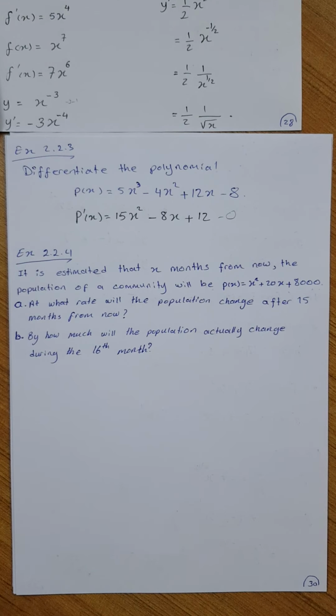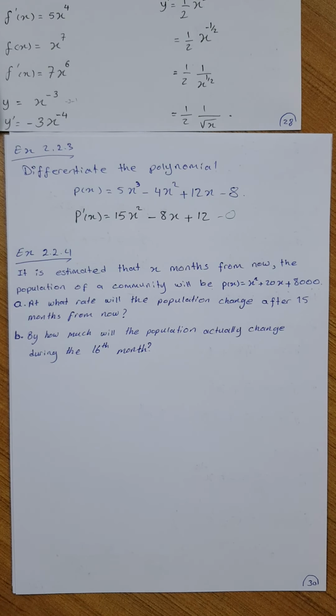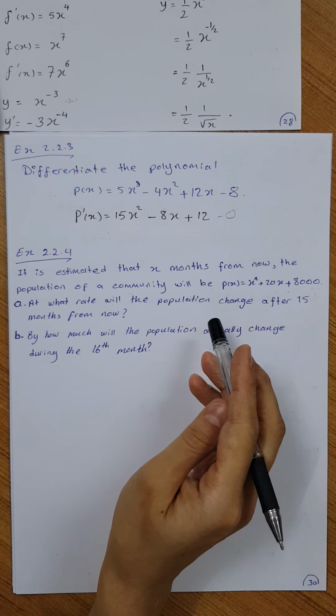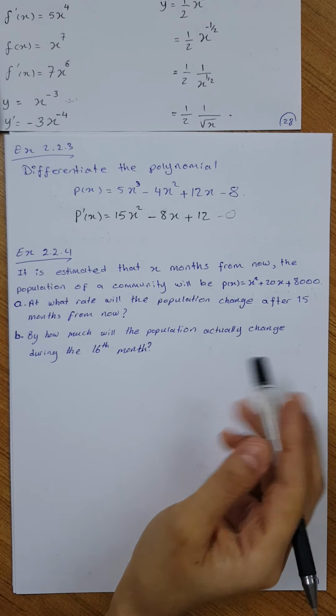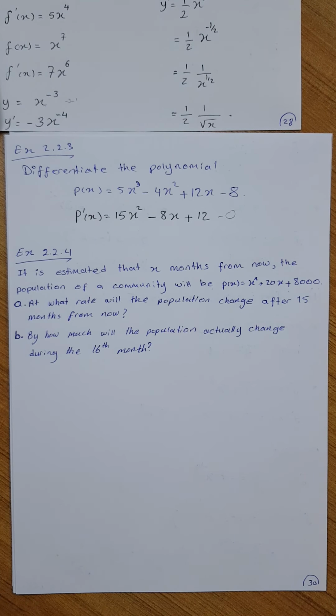We have another example here. It's a word problem. Of course, you're familiar with how to solve word problems from the last chapter. It is estimated that x months from now, the population of a community will be p of x, equal to x squared plus 20x plus 8,000. At what rate will the population change after 15 months from now? By how much will the population actually change during the 16th month?